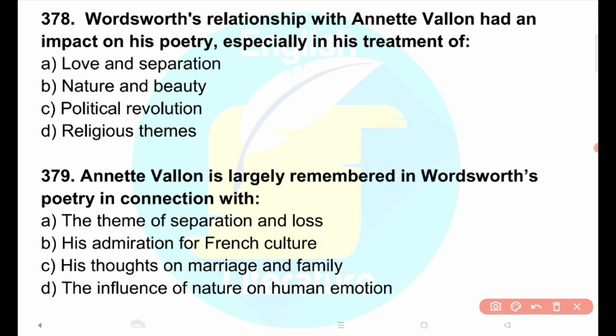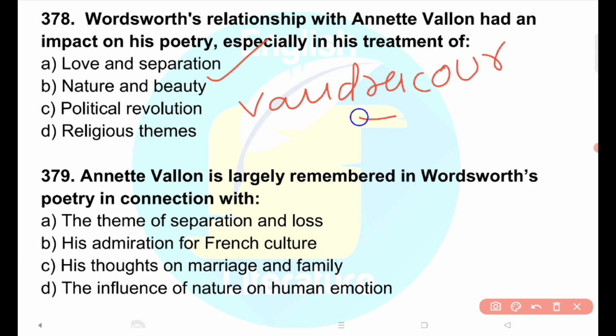Wordsworth's relationship with Annie Vallon had an impact on his poetry, especially in his treatment of option A, love and separation. Wordsworth's poems often reflect themes of lost love, separation, and longing. Influenced by his experience with Annie, some critics suggest that poems such as Vaudracour and Julia and Farewell Lines contain echoes of this period in his life.